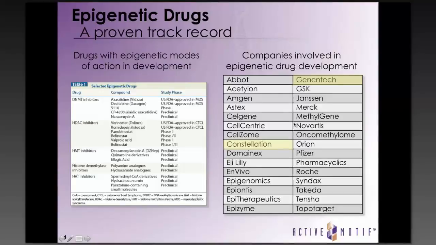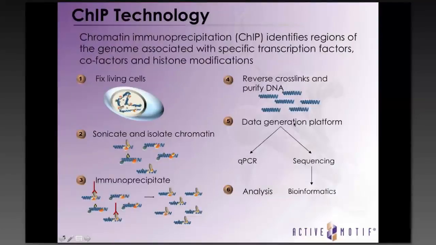One of the main techniques used to detect histone modifications as well as transcription factor binding at specific genes or across the genome is chromatin immunoprecipitation, or ChIP. In this technique, living cells or animal tissues are fixed with formaldehyde. Formaldehyde is a small molecule. It readily permeates the cell membrane, resulting in protein-protein and protein-DNA cross-linking.